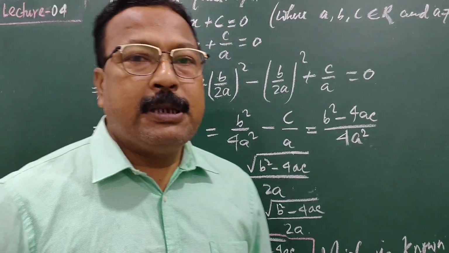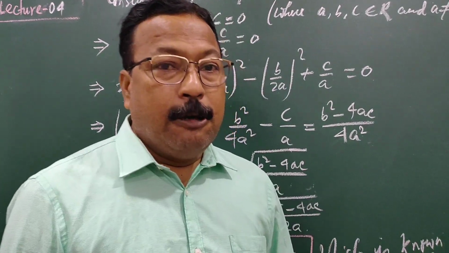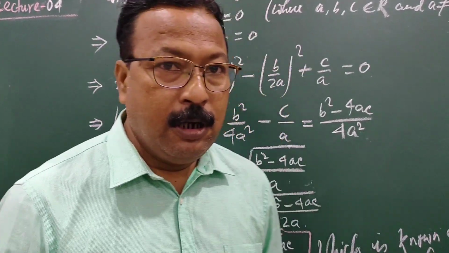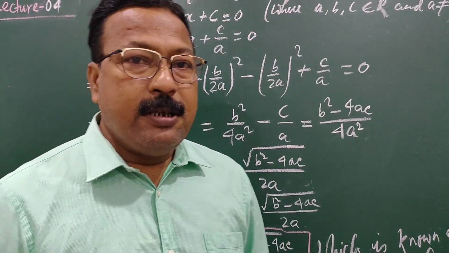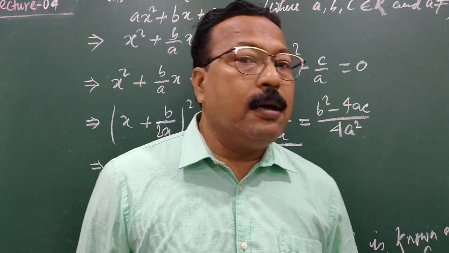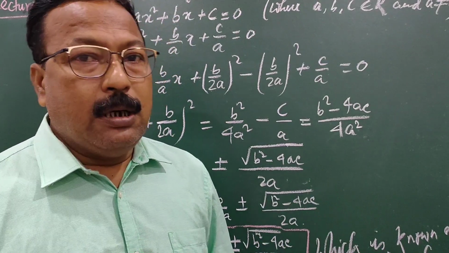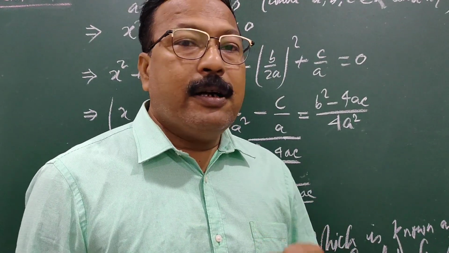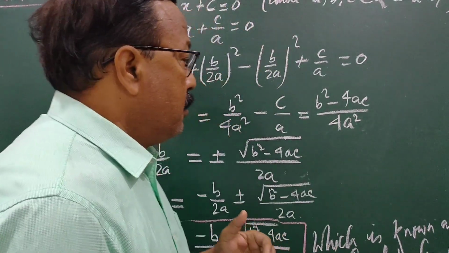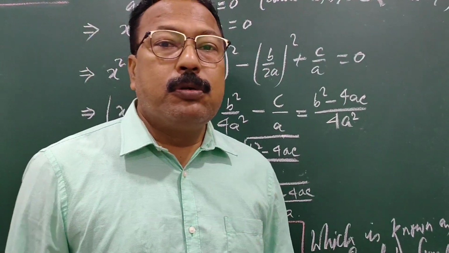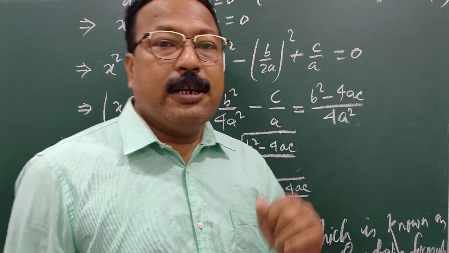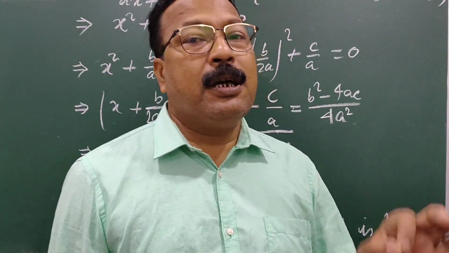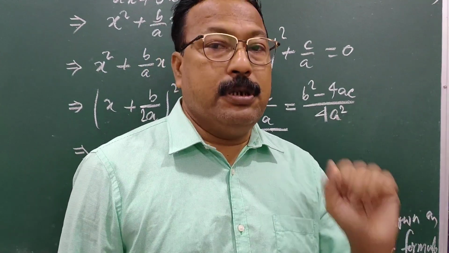By the use of the method of completing the square, we arrived at a result which is known as the quadratic formula, and this formula will give us a systematic way to find the roots of the given quadratic equation by knowing simply its coefficients.